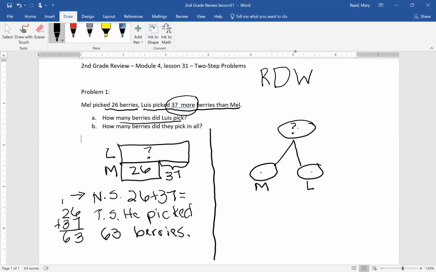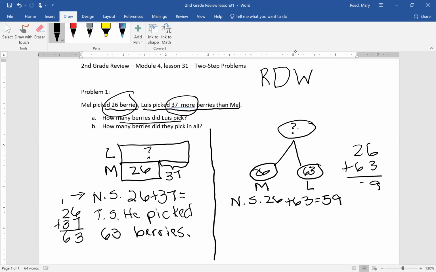And once again, I go back and I can look and see in the problem that Mel picked 26 berries. And then remember, I didn't know how many Lewis picked. That's what I found out in part 1 of my problem, or in step 1. So he picked 63. That's what I found out with my work from step 1. And now I know that if I want the total, I'm going to add those two parts together. So again, here's my number sentence, and I'm going to add 26 plus 63, and I will get 59. I was able to do that mentally because there was no regrouping. But again, you can always do your algorithm over on this side of your board.